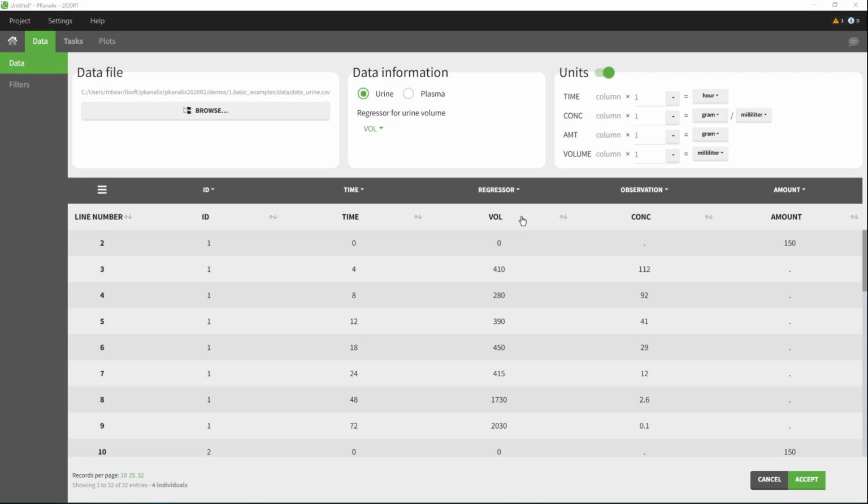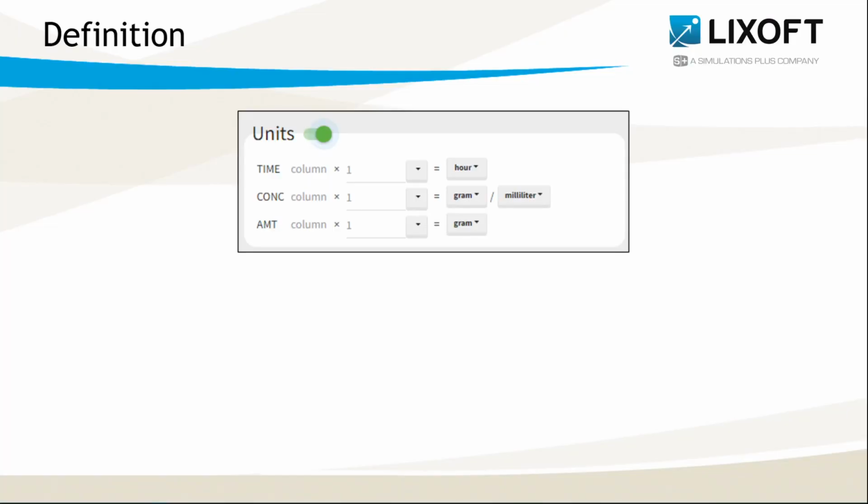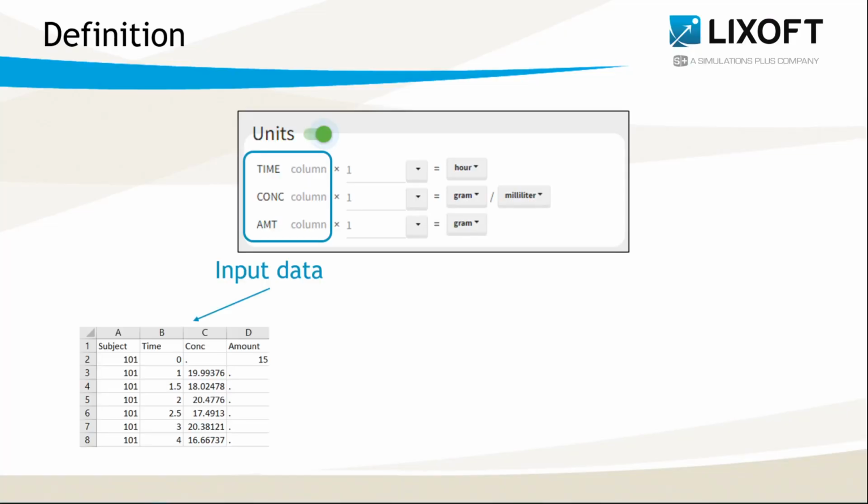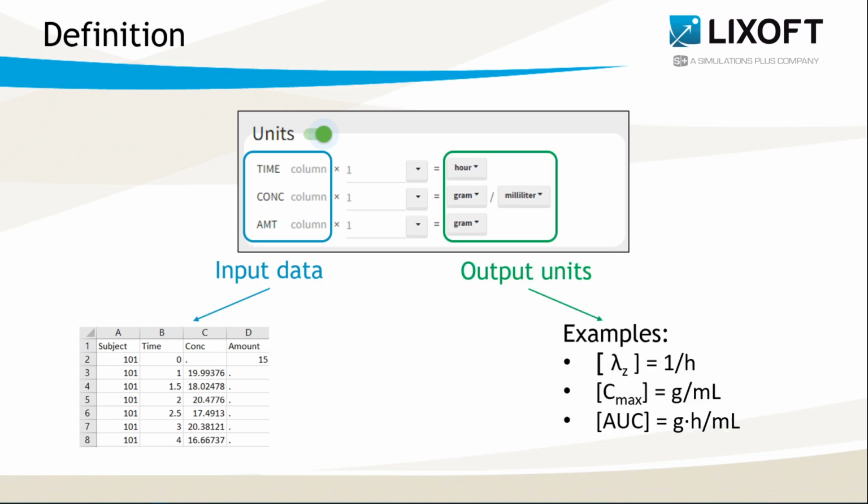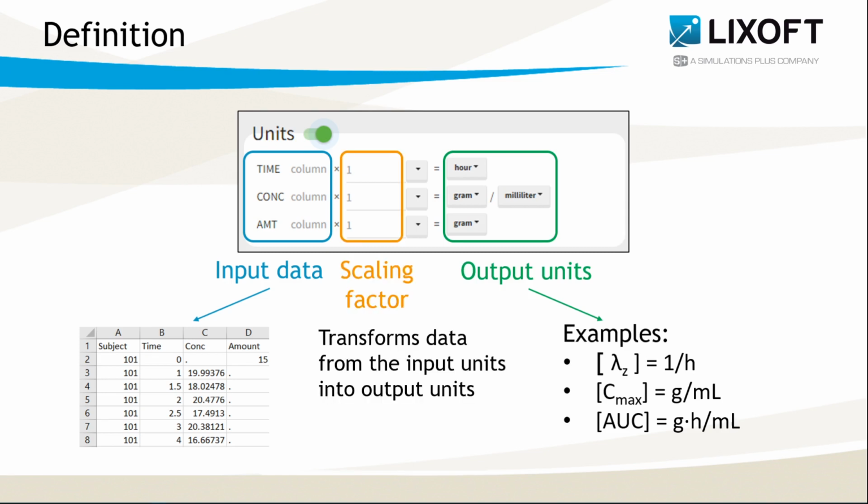So how does it work in PKanalix? Units block has three elements. Input data represents values in the four columns that I mentioned before. Output units define units of the NCA and C parameters, and the scaling factor allows to transform data to a different unit. As you can see at this point, to use units in PKanalix, you need to know the units used in your own dataset.